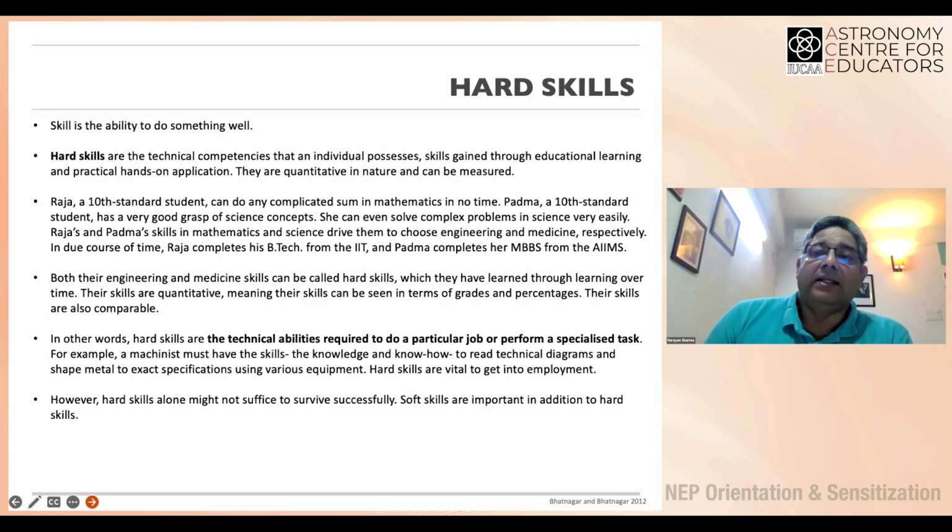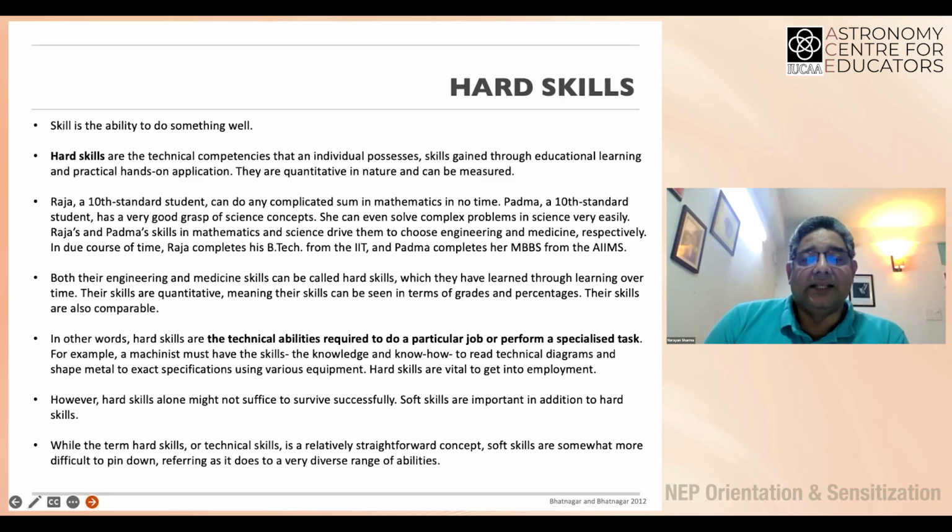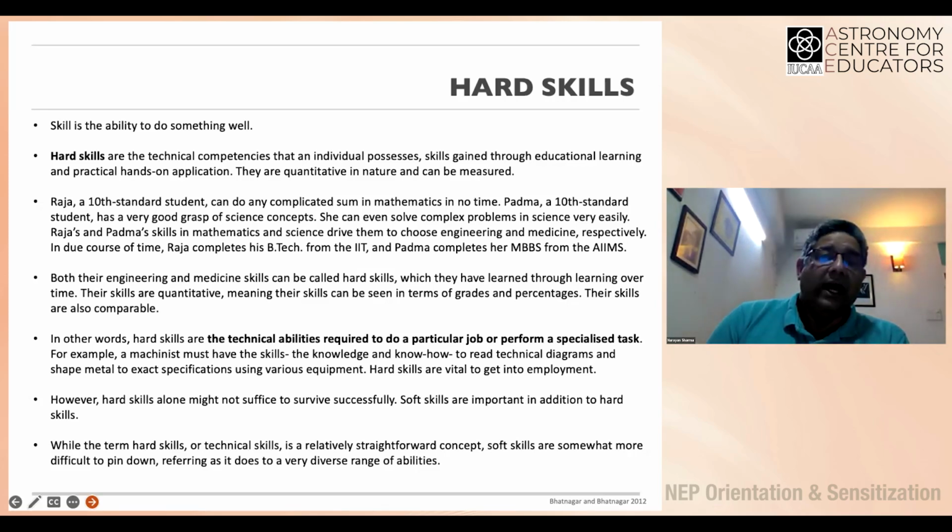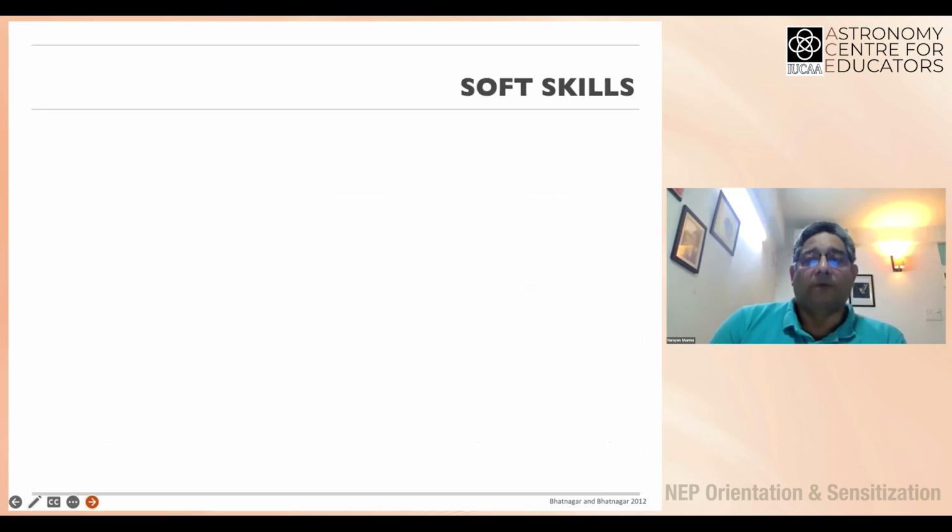This is where I think most of our curriculum puts a lot of emphasis on hard skills. However, hard skills alone might not suffice to survive successfully. Therefore, we must have soft skills in the curriculum, or while interacting with our students, we must encourage them to hone their soft skills too. While the term hard skills or technical skills is a relatively straightforward concept, soft skills are a little bit vague, and it is a little difficult to pin down the exact definition. This refers to a diverse range of abilities. So let's delve into what these soft skills are.